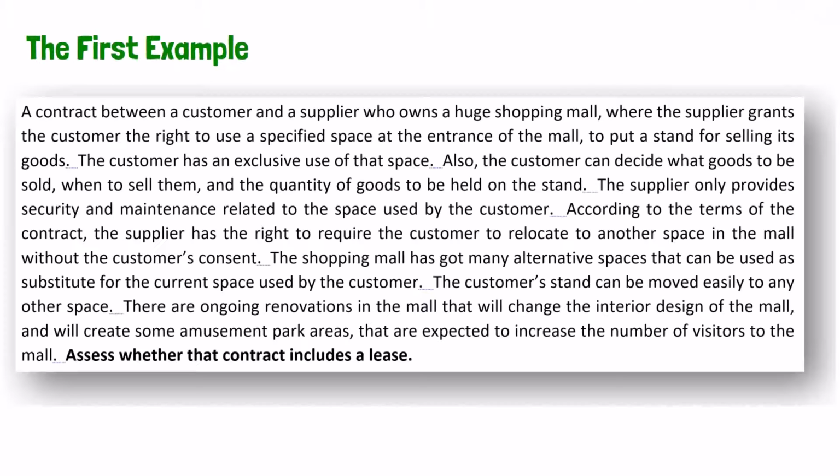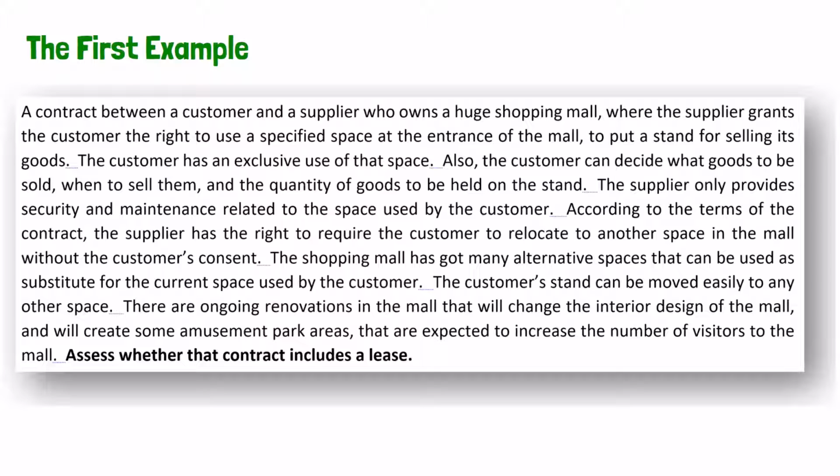The first example. A contract between a customer and a supplier who owns a huge shopping mall, where the supplier grants the customer the right to use a specified space at the entrance of the mall, to put a stand for selling its goods. The customer has an exclusive use of that space. Also, the customer can decide what goods to be sold, when to sell them, and the quantity of goods to be held on the stand. The supplier only provides security and maintenance related to the space used by the customer.